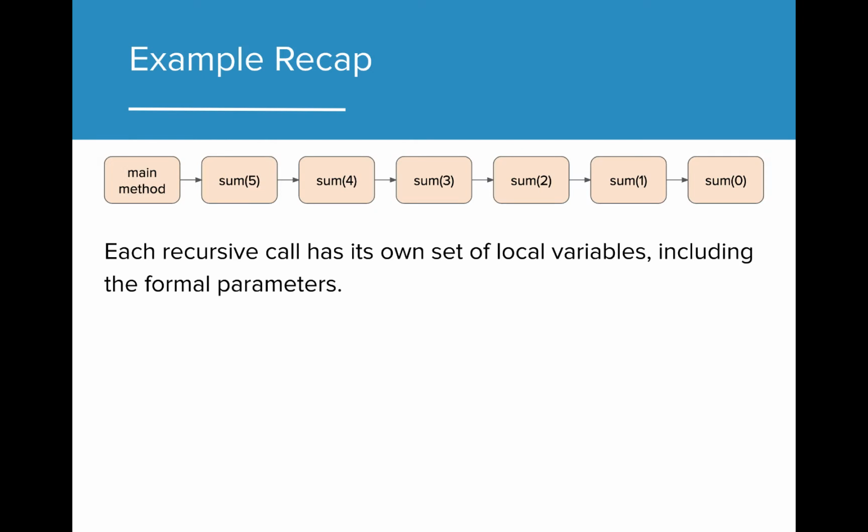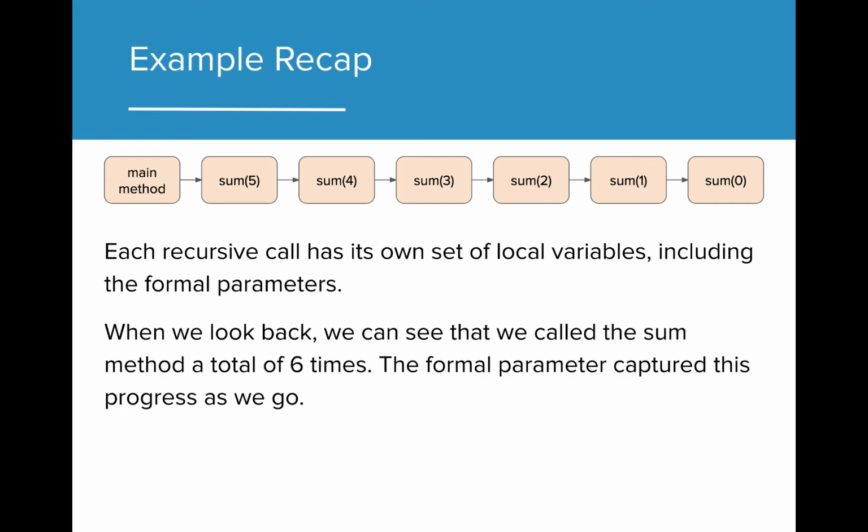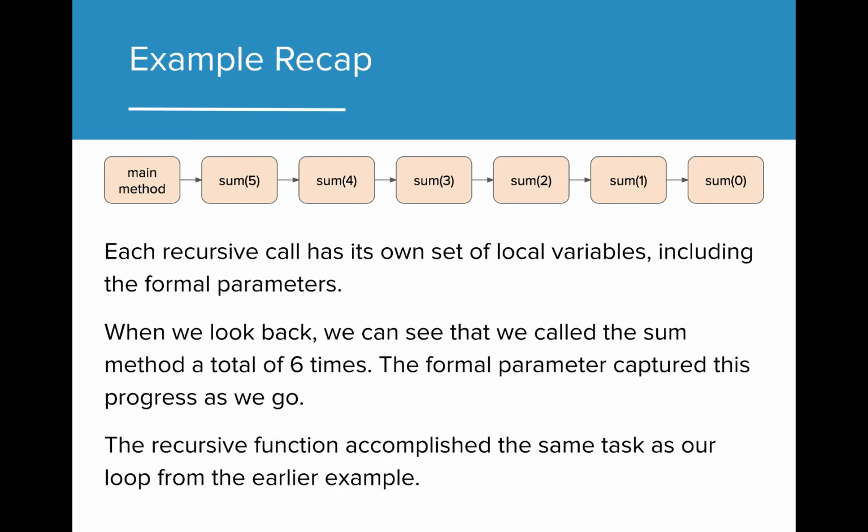Let's recap this example. Remember, each time we call our recursive method, its own set of local variables are created. When we look back, we can see that the sum method was called a total of 6 times. Our progress was tracked by the formal parameter as we went through the different calls. In the end, we are able to accomplish the same task as our for loop that we saw earlier.